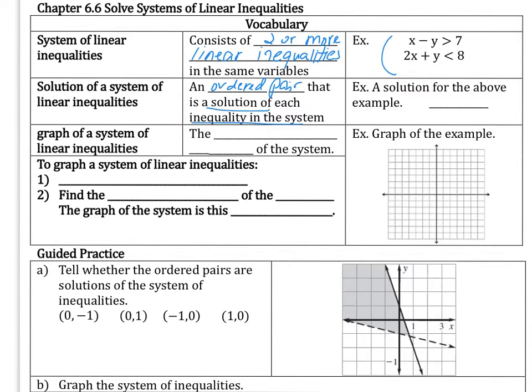A solution for the above example could be (3, -6). For example, if I substitute 3 and -6 in, this would be 9. 9 is greater than 7, so check, works. And for the other one, 2 times 3 is 6, and then we have -6, so 6 minus 6 is 0, and that's less than 8.